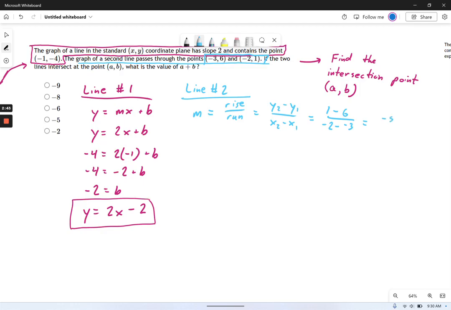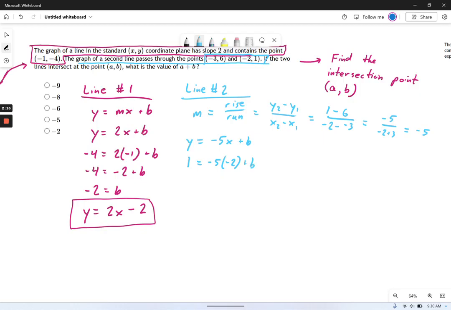And if we simplify this, it becomes -5 over, let's see, that becomes -2 plus 3. Okay, so we've got 1 on the bottom. So this slope is -5. So now I can write my equation, y equals -5x plus b, and we plug in either one of those points. Either one will be fine. I'm just going to choose y equals 1, x equals -2. Keeps the multiplication a little bit smaller here.